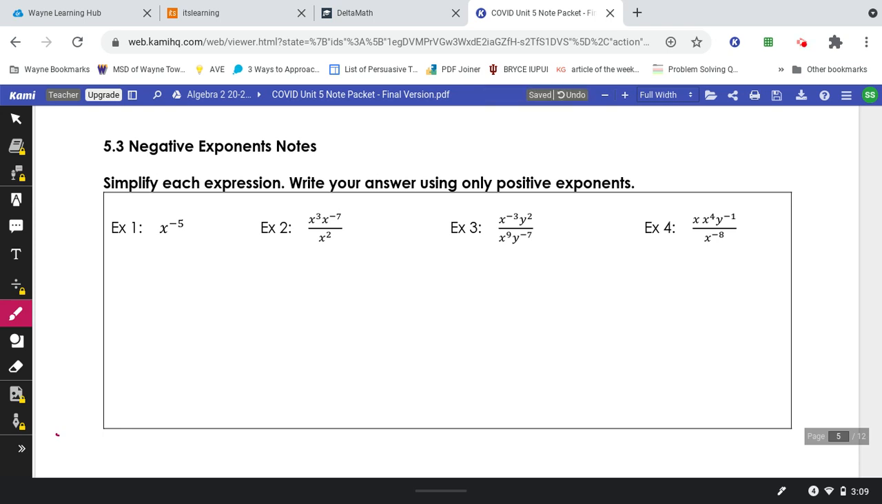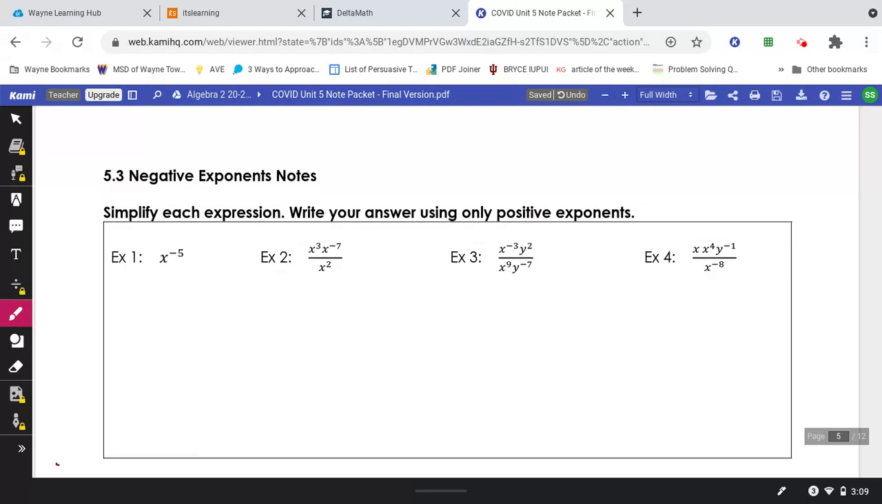These are the 5.3 notes for Algebra 2. We're going to talk today about negative exponents. The directions first in this first set are asking us to simplify each expression. Write your answer using only positive exponents.